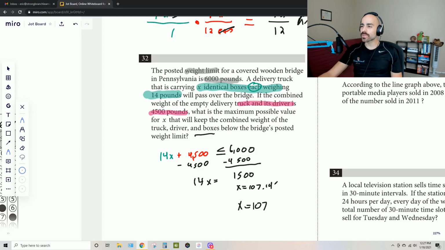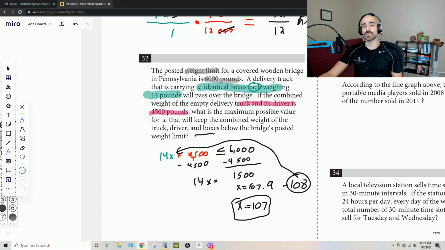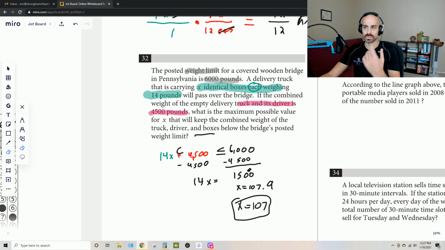So even if, let's say, pretend that the answer was 107.9, you still want to say the answer is 107, because if you brought it to 108, and you plug that back into this equation, you would realize that you're over 6,000 pounds. So it's not about rounding, it's about finding what number makes sense for the situation described.